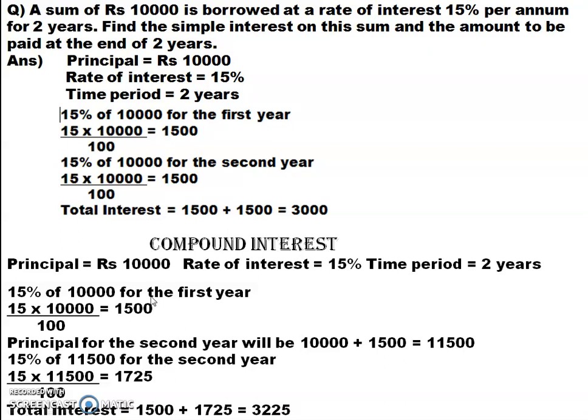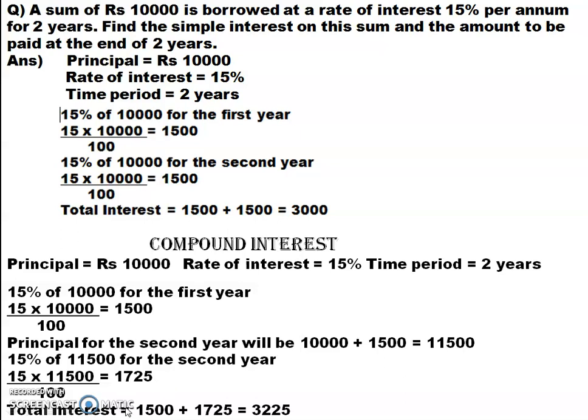The first year interest will be the same. From the next year onwards, the principal will change. It will be the sum of the first principal and the interest of the first year. So for the next year, what will be the calculation? It will be 15 into 11,500 plus 1,725. Here only 2 years is asked, so we'll finish it here.